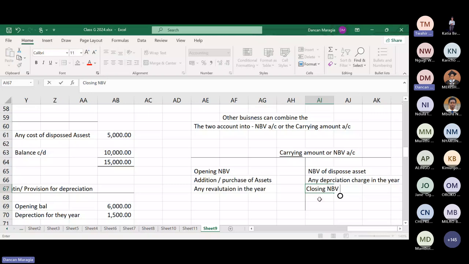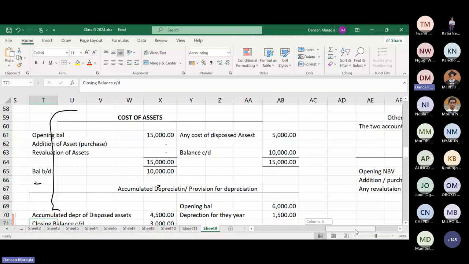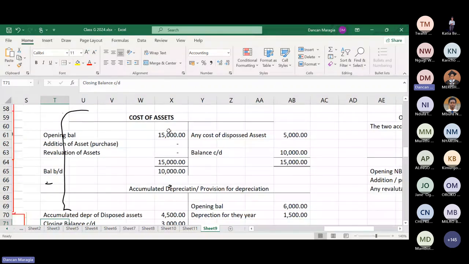Opening net book value. We come here and assume that when we started the year, the buildings had a cost of 15 million. They had accumulated depreciation of 4,500. So by the time we were starting the year, what was the remaining value, the net value of buildings?